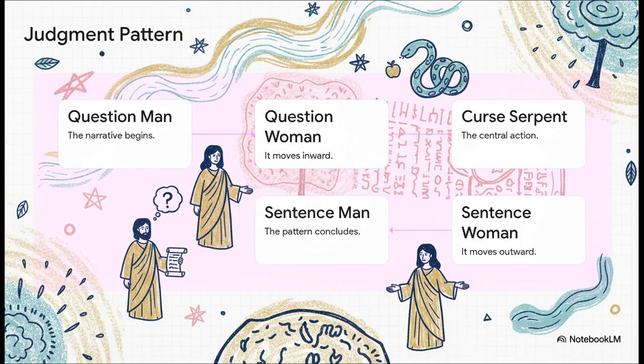But it's not just wordplay. The overall structure is also incredibly complex. You take the judgment scene in the Garden of Eden. The footnotes point out this amazing literary pattern called the chiastic structure. Basically, it works like a mirror. The sequence goes, God questions the man, then the woman, then you have the central point, the curse on the serpent, and then it reflects back out perfectly. God sentences the woman, then the man. It's this beautiful, balanced, poetic structure. It's like a piece of music.